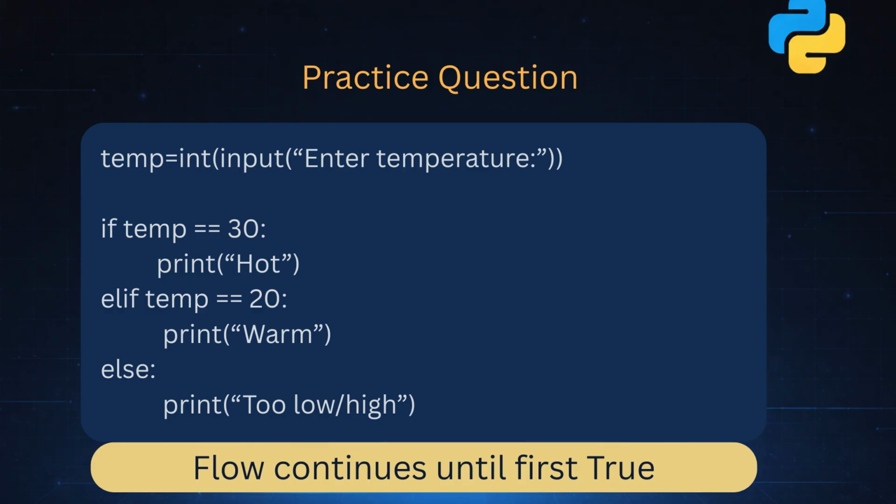Let's see another example using if, elif, and else. First, the program asks the user to enter the temperature. If the temperature is equal to 30, the program prints hot. If that condition is false, Python checks the elif condition. If the temperature is equal to 20, it prints warm. If none of these conditions are true, the else block runs and the program prints too low or too high.